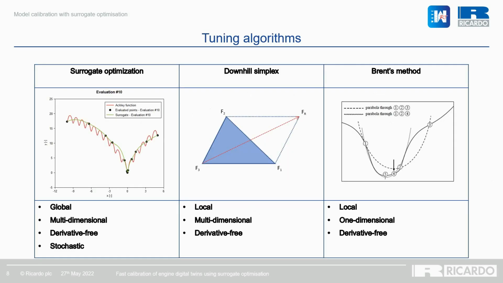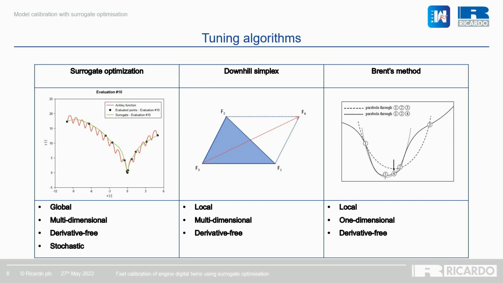Tuning algorithms, or minimization algorithms, are typically classified into global and local. Global algorithms have higher probability of finding the only global minimum of the cost function, but at the expense of higher computational demands. R-Desk Tuner supports both types of algorithms, starting with global surrogate optimization, which constructs and progressively updates an approximation of the chi-square function to save computation time. This method is global, multidimensional, doesn't require calculation of derivatives, and samples the problem space stochastically.